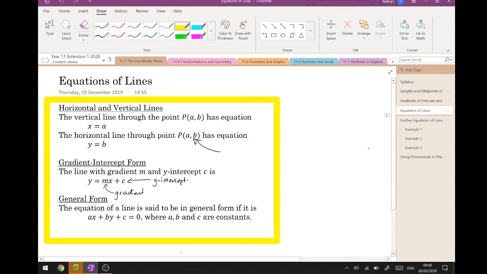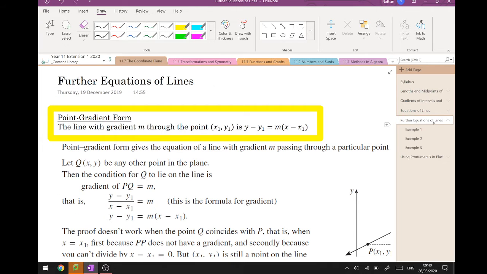So we remember that y is equal to mx plus c is the equation of a line with gradient m and y-intercept c, and we can rearrange that into general form by moving everything to one side and removing all fractions. Sometimes you won't be given 2 points to work it out. Sometimes you might just be given the gradient and a single point which lies on the line.